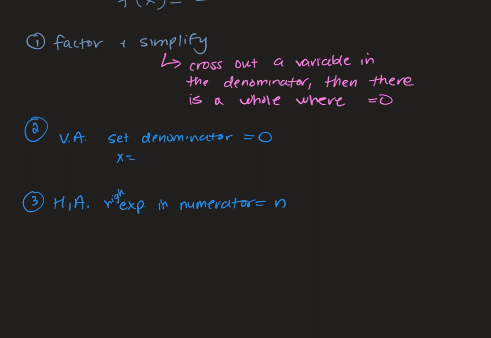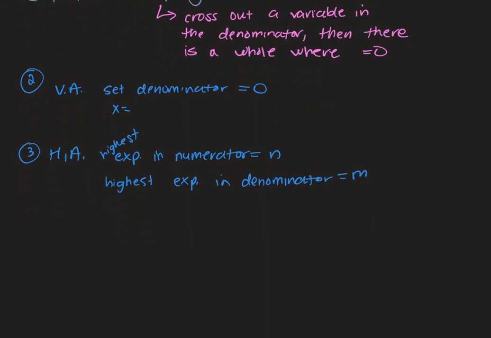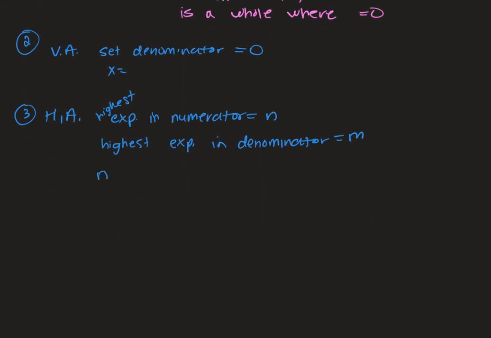For the horizontal asymptotes, we look at the highest exponent in the numerator, and that's your n, and then the highest exponent in the denominator, and that's our m. If n is less than m, then the horizontal asymptote is y equals 0. If n is greater than m, then there is no horizontal asymptote.